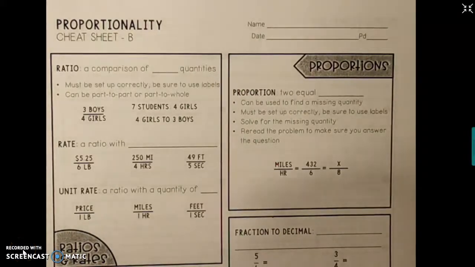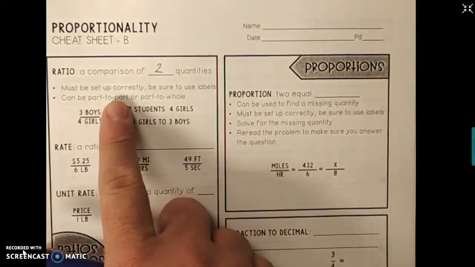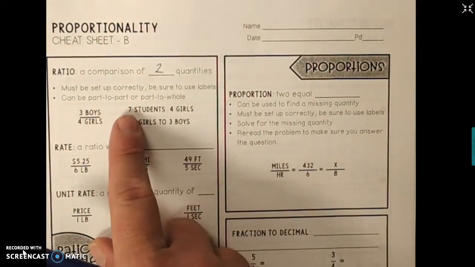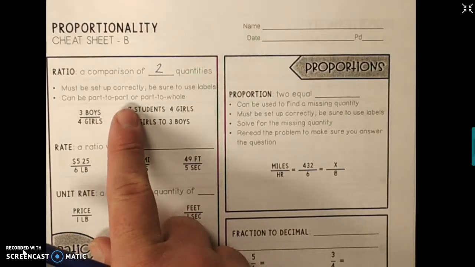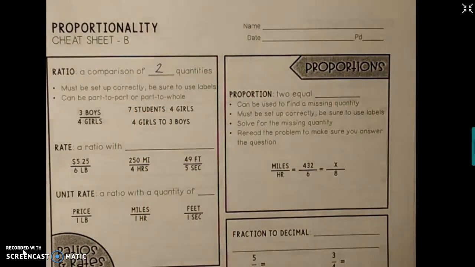Proportionality cheat sheet. A ratio is a comparison of two quantities. It must be set up correctly. Be sure to use your labels, and it can be a part to part or a part to whole. So sometimes this is a fraction and sometimes it isn't.